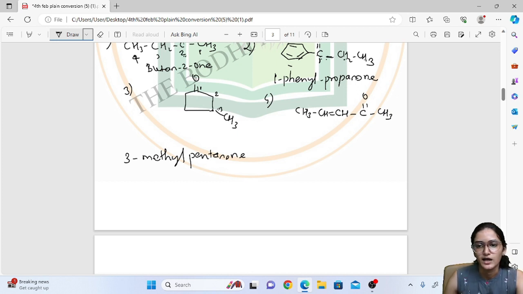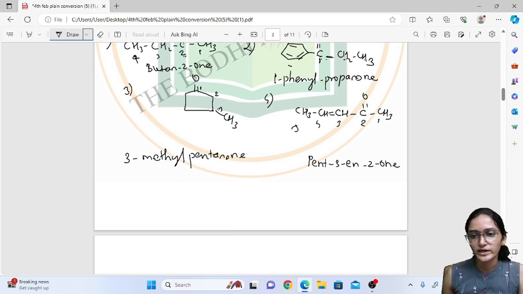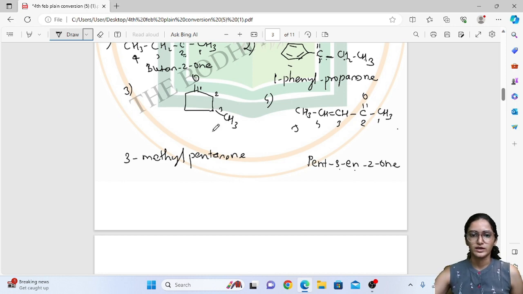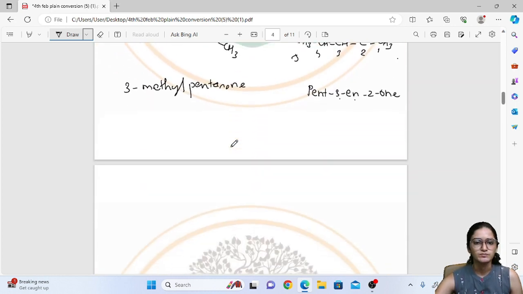Okay, and the last one from ketone is this group. Here we have to start numbering from this, 1, 2, 3, 4, 5. Okay, so here there are 5 carbons, so name will start from pentane. So pent, now there is a double bond, so pent-3-en-2-one. Okay, so since we have double bond at the third carbon, the name will be pent-3-en, and at second carbon we have ketone, so 2-one. Okay, so this is about the ketone group.